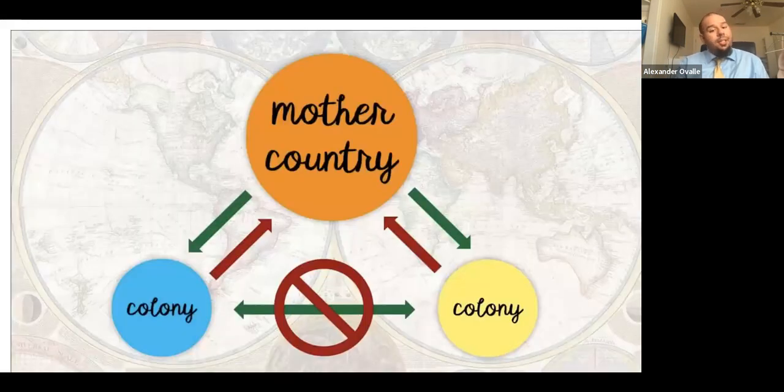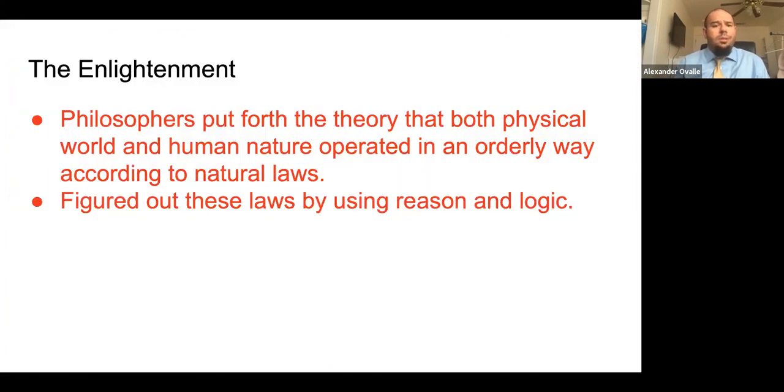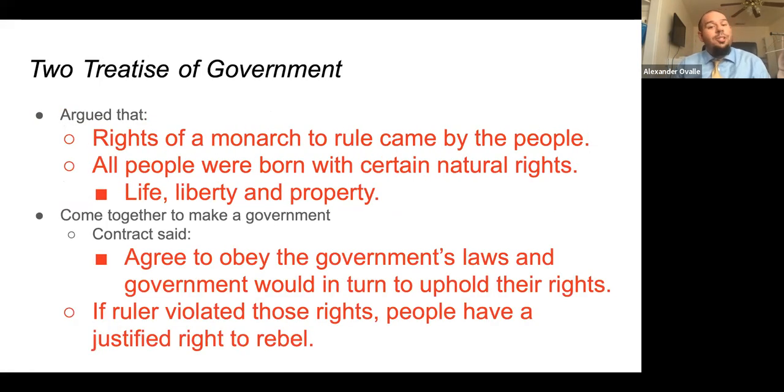So here's a little picture. You have the colony interacting with the mother country, colony interacting with the mother country, but you can't have the colony interacting with the colony. No. So the Enlightenment, hey, we're back. The philosophers that put forth the theory that the physical world and human nature operated in an orderly way according to natural laws. They figured out these laws by using reason and logic. So the Two Treatises of Government.